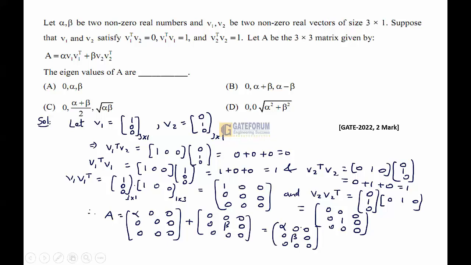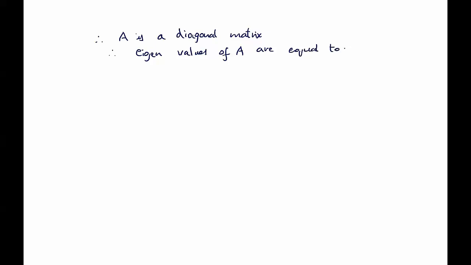So clearly A is a diagonal matrix. Therefore, the eigenvalues of A are equal to its diagonal elements, using properties of eigenvalues. Or you can find the characteristic equation for finding eigenvalues.